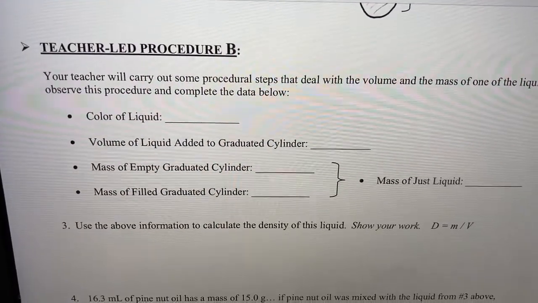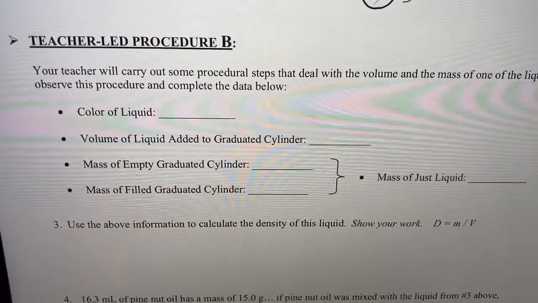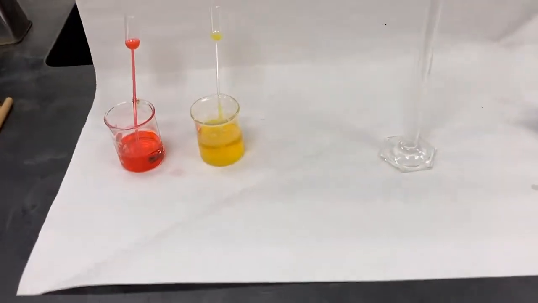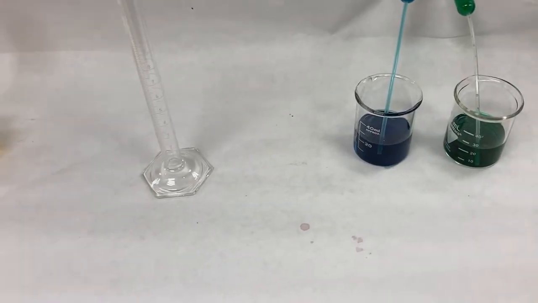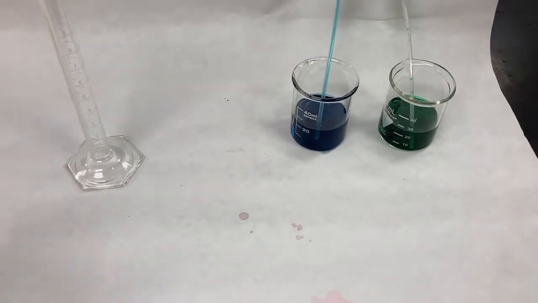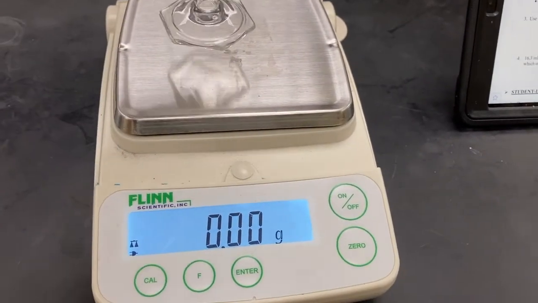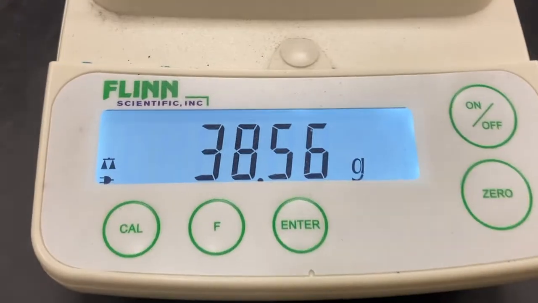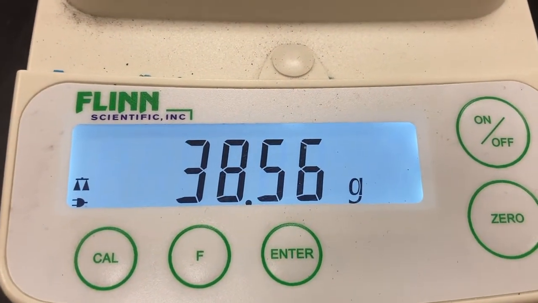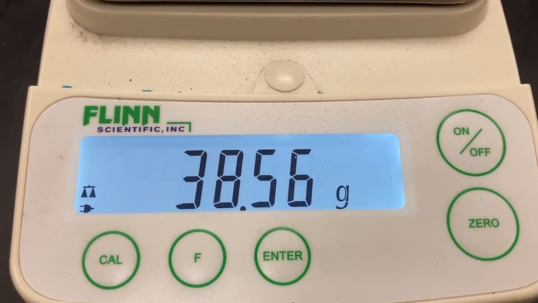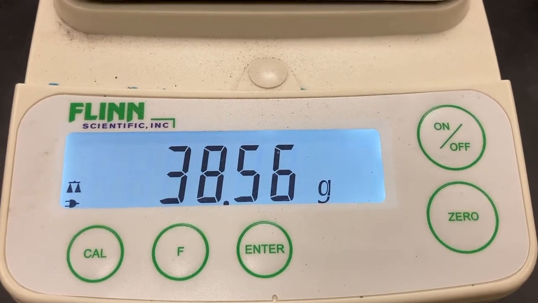and using that data, you at home are going to be able to calculate the density of whatever liquid we choose. So let's just pick a random liquid. I'm going to pick the blue liquid. Okay. So in your table, go ahead and mark blue, and we're going to measure the weight of our empty graduated cylinder. So you can see the empty graduated cylinder is 38.56 grams. So go ahead and put that in your data table as the mass of the empty graduated cylinder, 38.56 grams.